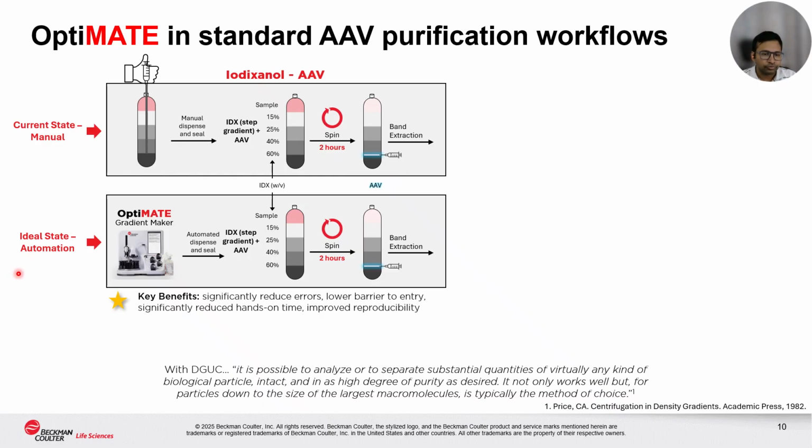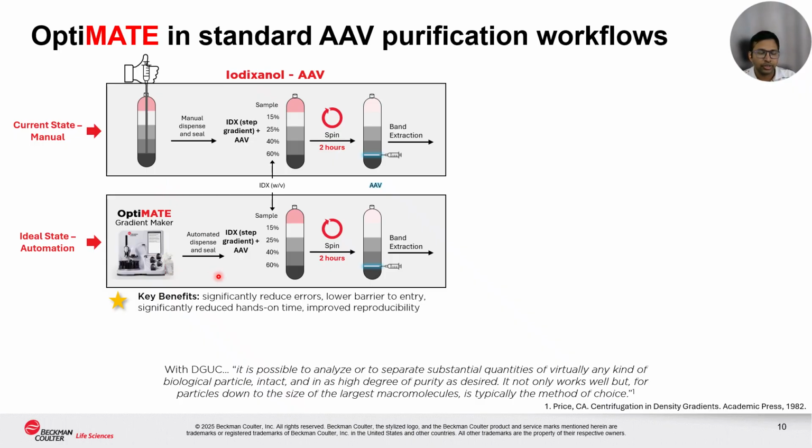Now, the ideal state that the OptiMATE Gradient Maker will offer here is the automated dispense and seal of this. So this manual process, as you can imagine, is painful when you have to do more than one tube. It is time consuming. You still have to be careful to make sure that there is no cross diffusion between these layers as you're making them, which can create a bunch of errors if you have untrained hands, or depending on training, there's just a lot of variability that you can expect user to user, which is not desirable.